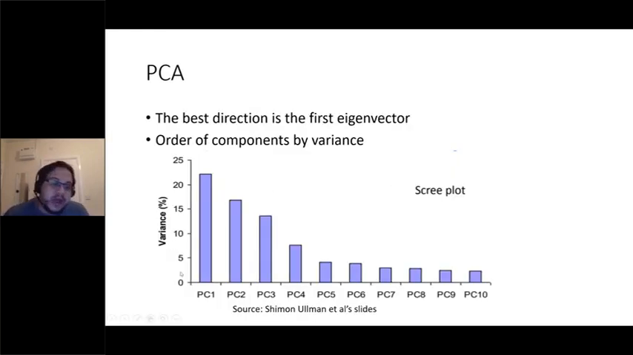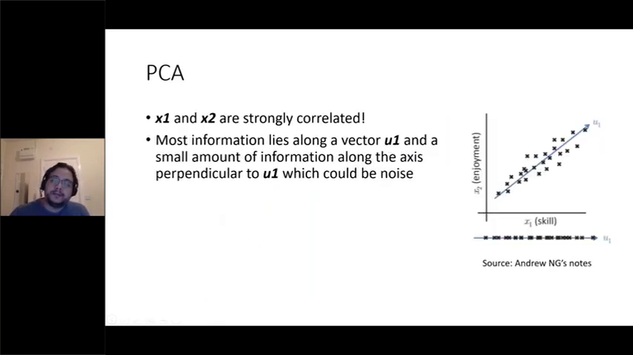Now we have here all the vectors that I found, sorted by their eigenvalues. So the best direction is the first eigenvector. We see that this first component is the one containing most of the variance. It's the equivalent of this one.